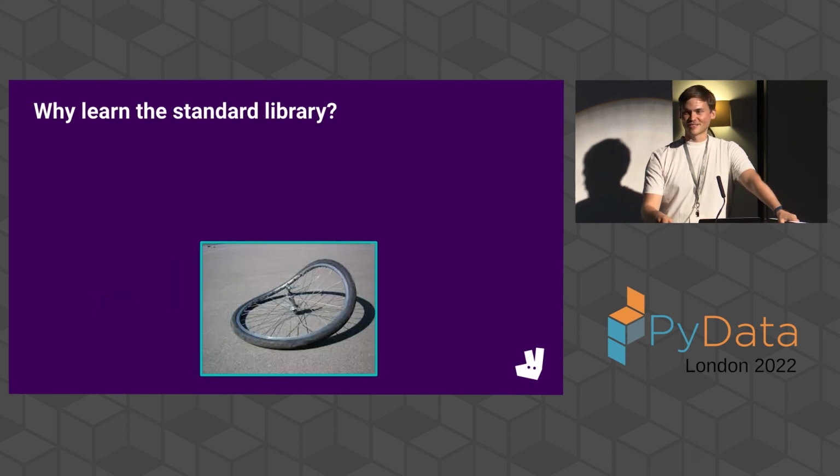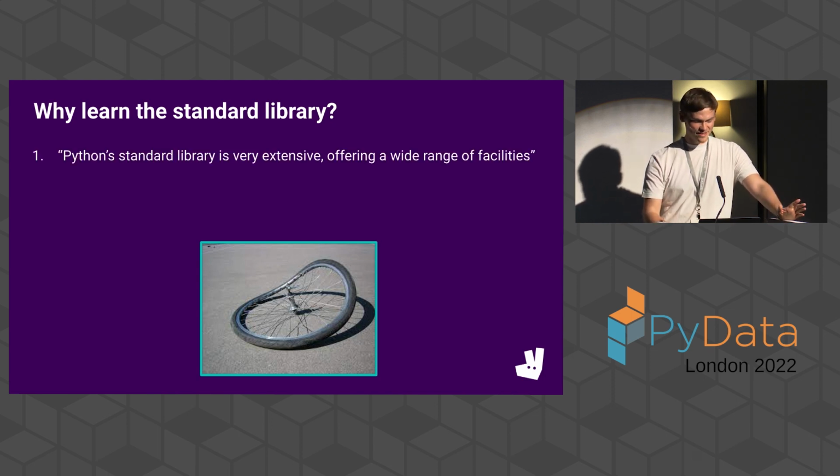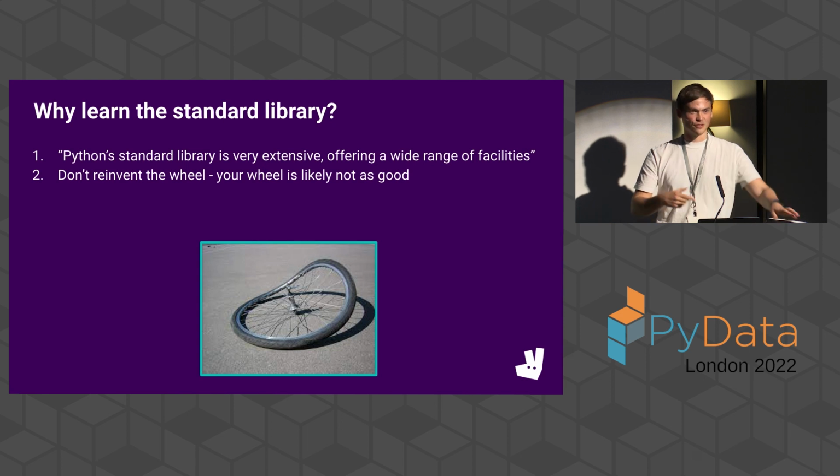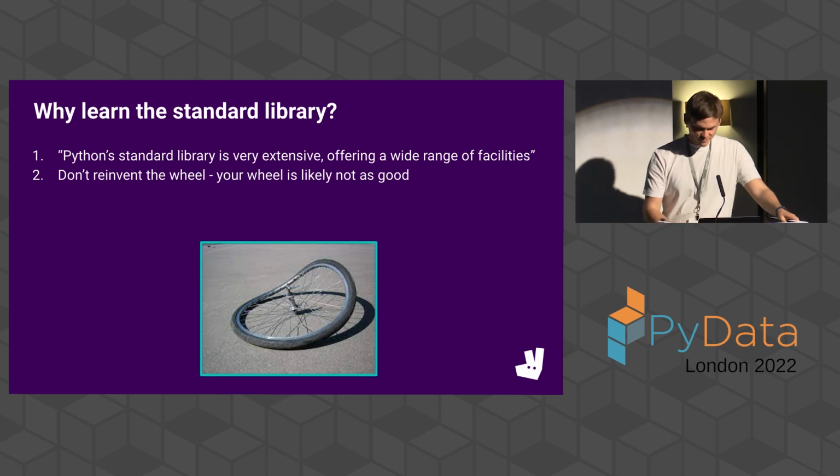Before jumping into all the code we're going to go through, very briefly, why learn the standard library? This one is, again, a quote from the docs. The Python standard library is very extensive, offering a wide range of facilities. So it's already there. Let's make use of it. Also, don't reinvent the wheel. Your wheel is likely not as good. Here's my wonky wheel. In terms of code, if there's a method written in the standard library, it's probably going to be faster. It's probably going to be more memory efficient than whatever you can come up with yourself. It's just about knowing that it's there in the first place.